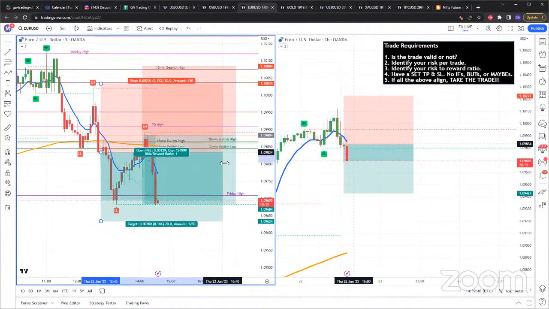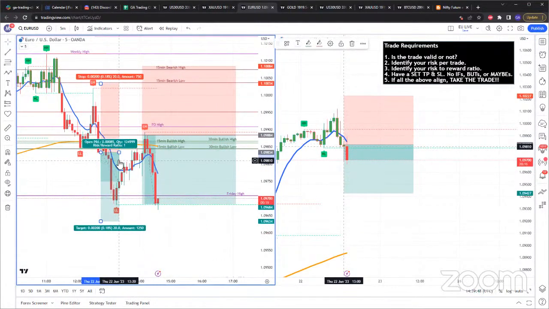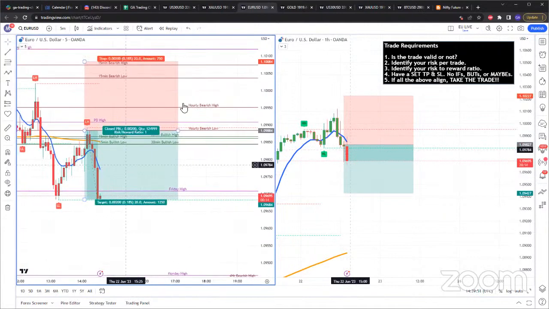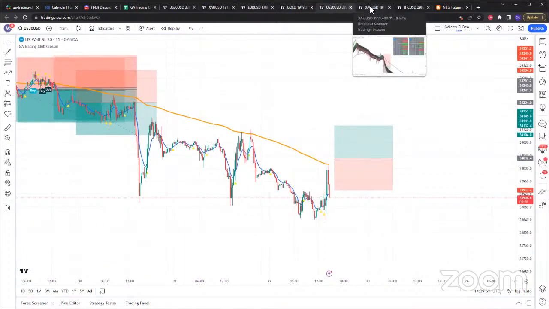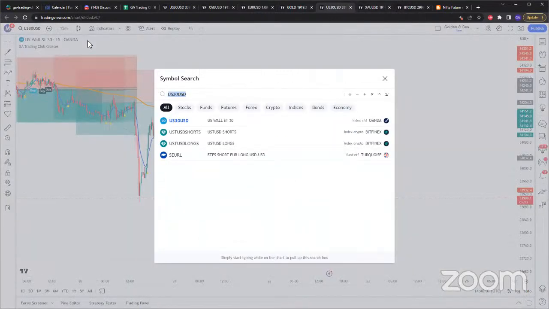So this was the original sell on EU, but since we missed that, when we started the live session, I did say if we retest the hourly bearish low, that would be an entry we took. We missed that, but that's fine. So you said on the crosses for EU, Livy?